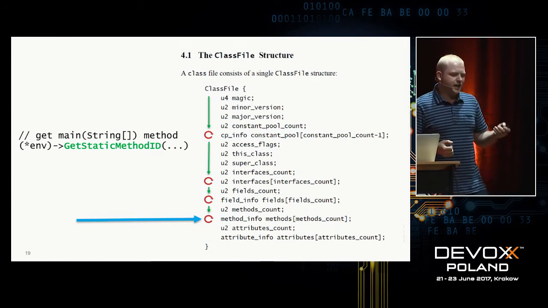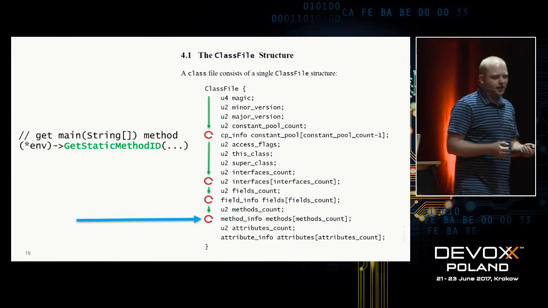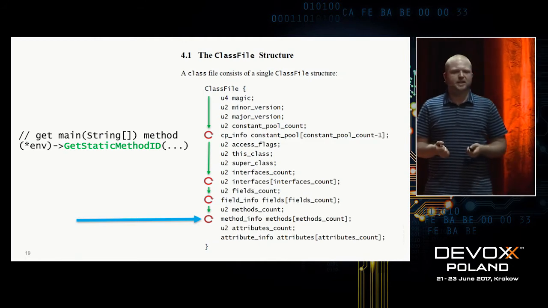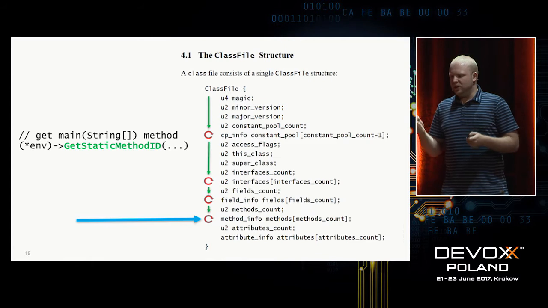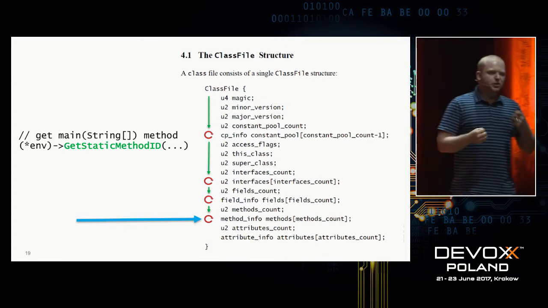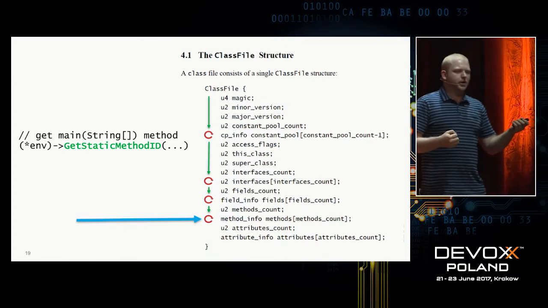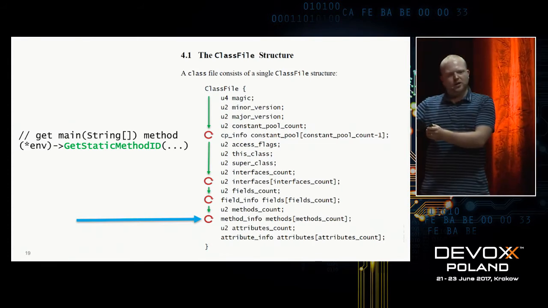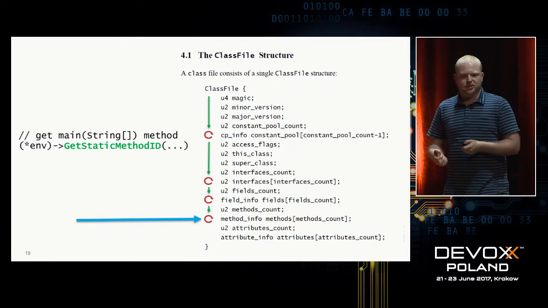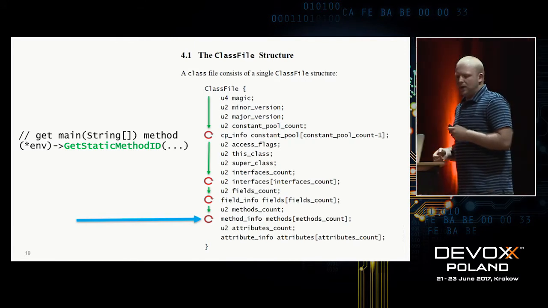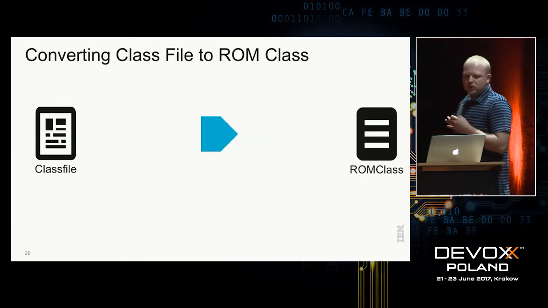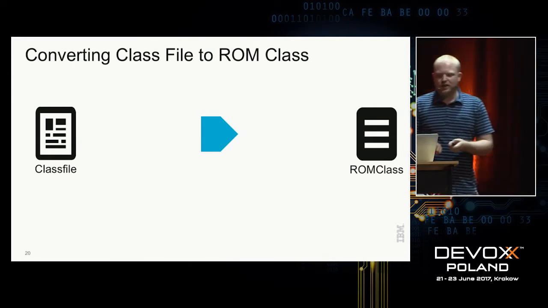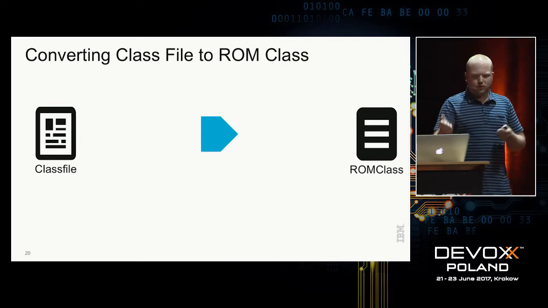So J9 actually has a strong background in Smalltalk. And leaning on that experience and the good experiences with putting data in ROM, we decided to split the class file into two parts. The ROM part, which has the read-only symbolic data, and the RAM part, which has the live representation. So the ROM class is the ROM representation of the class file, and we have some conversion process to go between them.